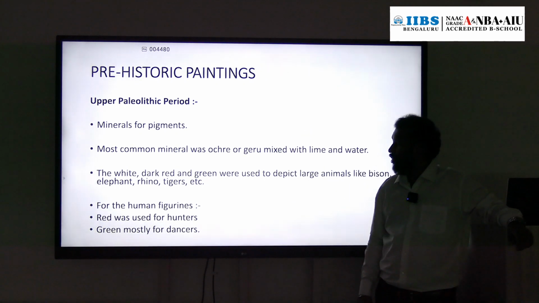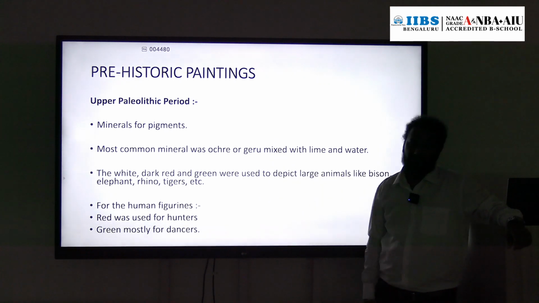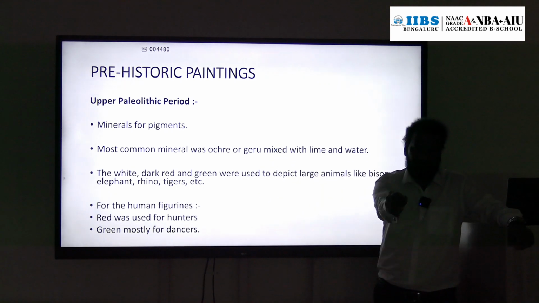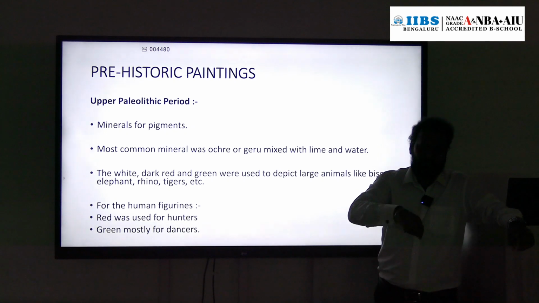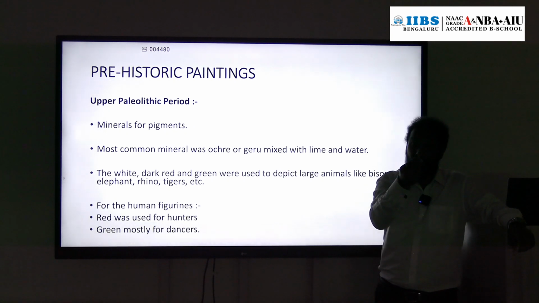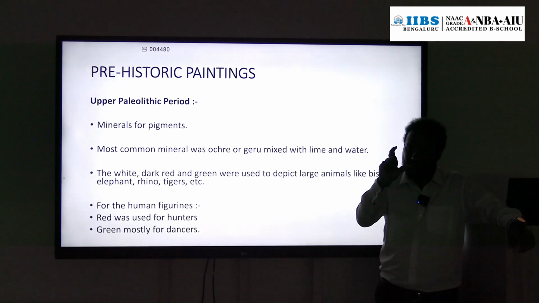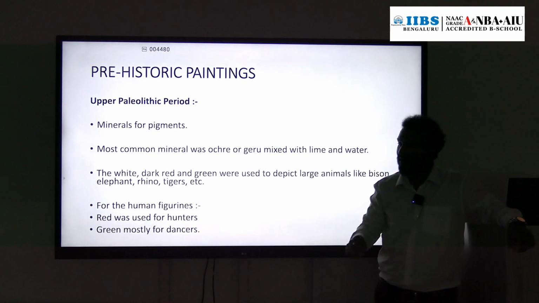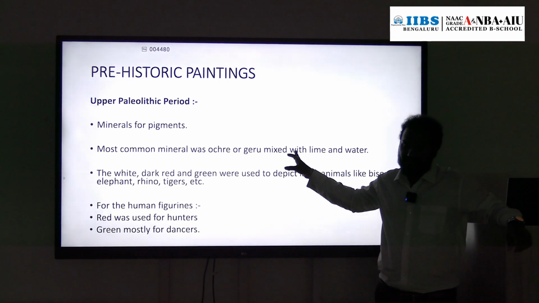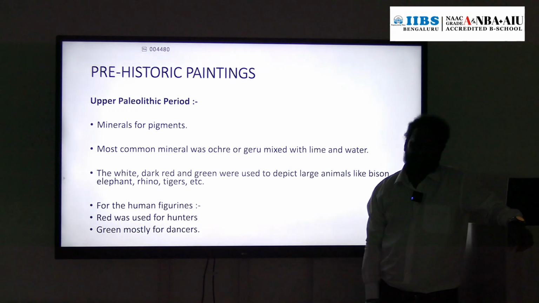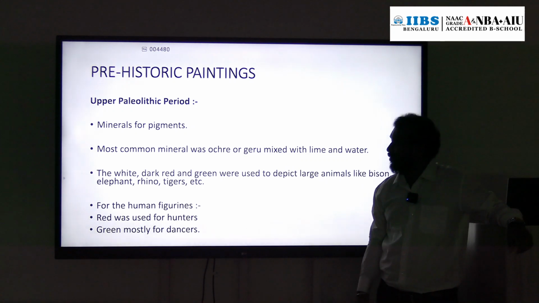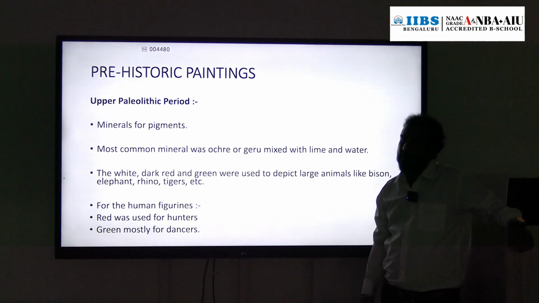Okay. The most common mineral was ochre, or geru. In South India, geru is used for rangoli, that brown or maroon color. We call it geru, actually ochre. That is the chief or common material used for the paintings in the Upper Paleolithic period.